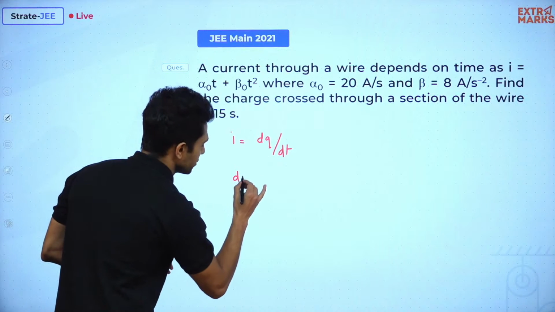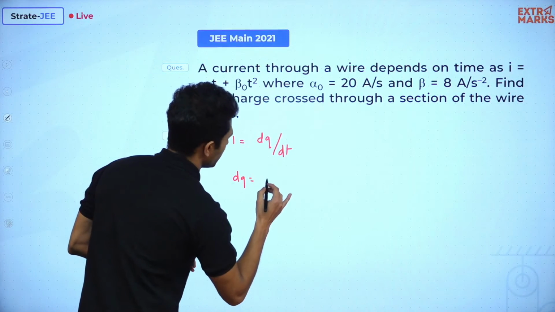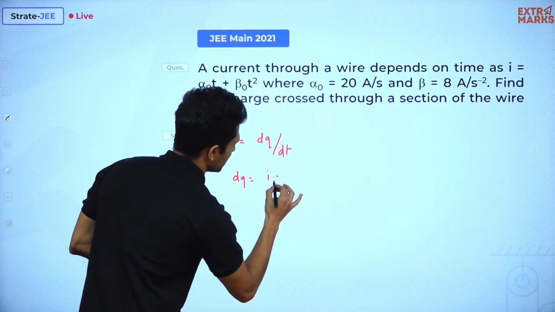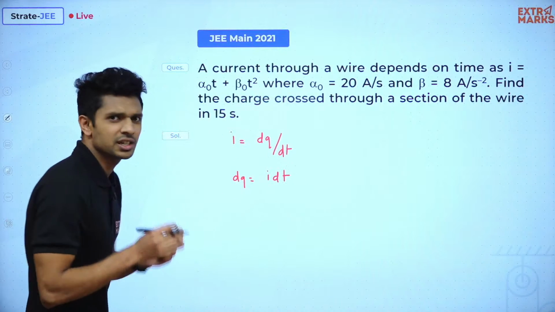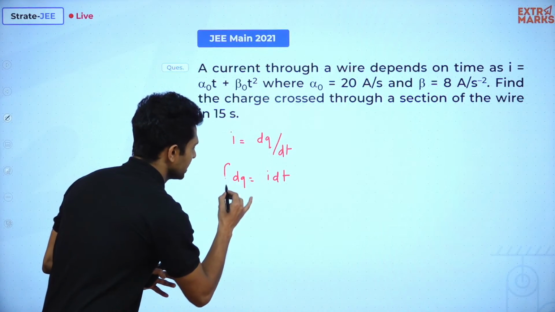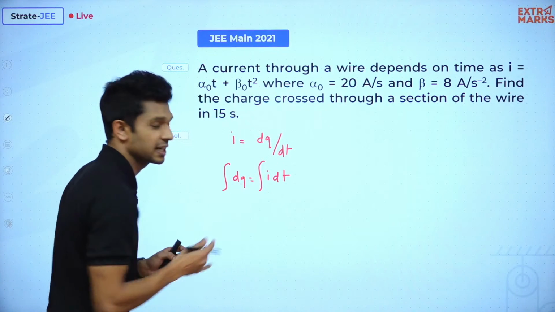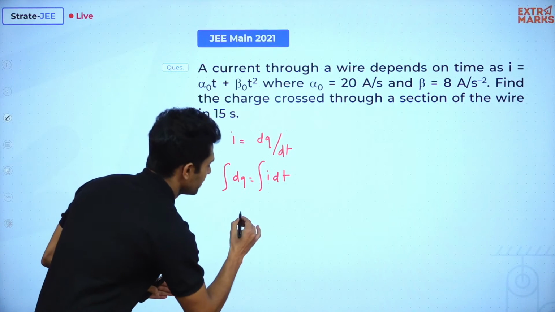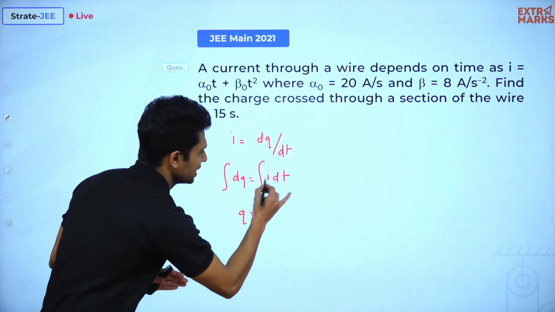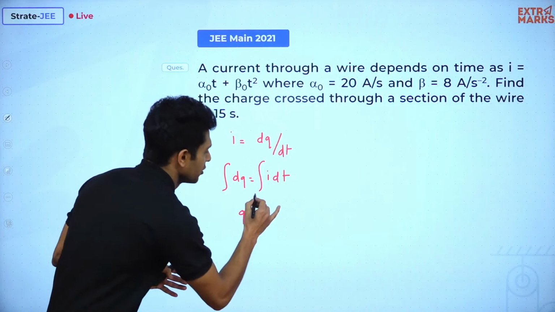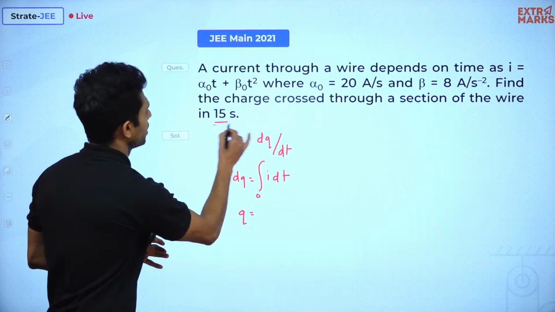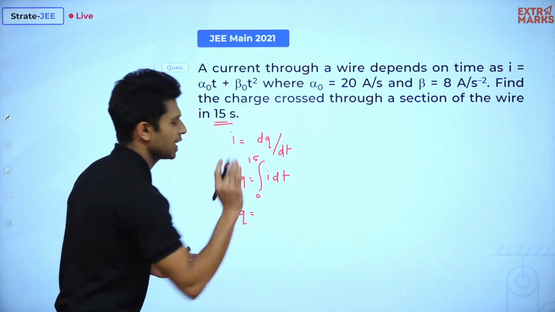Tell me dq. Okay. The dq value, the small change in charge, is equal to, rearranging, I dt. Do we need the small change in charge? No, we want the entire charge. So we have to integrate. Integral of dq will give us q, and integral of I dt from where to where? From a time of 0 to a time of 15 seconds we have to do it.